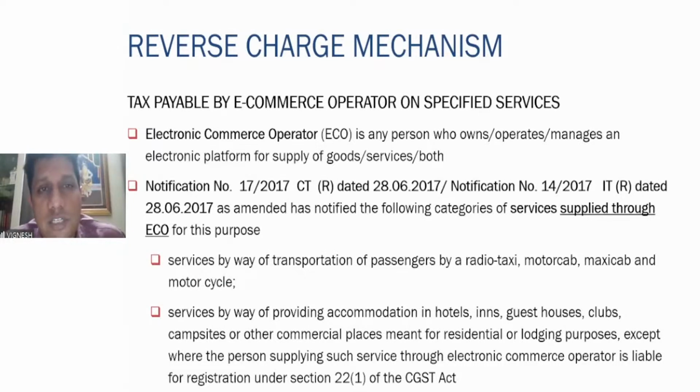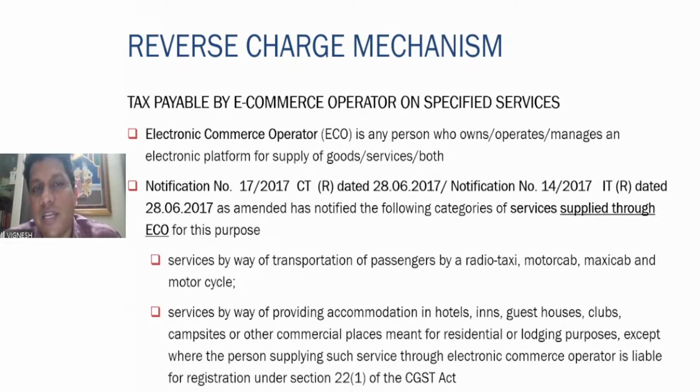Next one, services provided by way of accommodation in hotels, inns, guest houses, clubs, campsites or other commercial places meant for residential or lodging purposes, except where the person supplying such service through the e-commerce operator is liable for registration under section 22 subsection 1 of the CGST Act. What does this mean? If you are providing services by accommodation in hotels, inns, guest house, clubs, etc., think of Make My Trip. In the Make My Trip application, you can directly book the accommodation, you can directly book the vacations for residential lodging purposes.